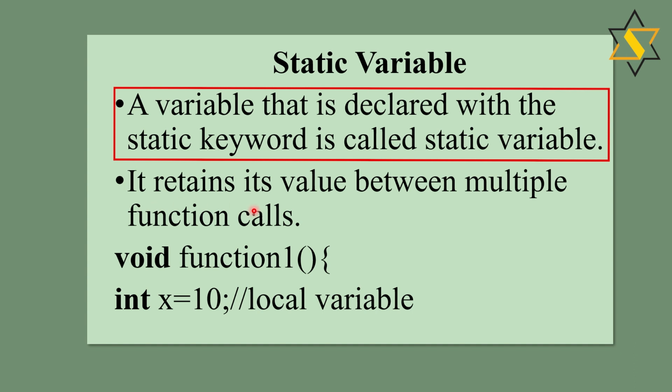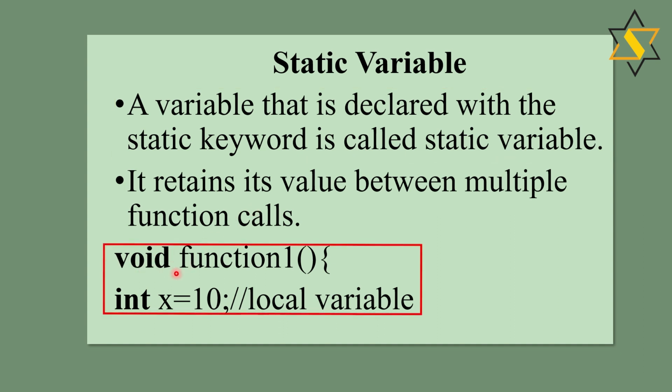we can say it's a constant, meaning the variable value is static for the whole program. We can't change it. So here is a function, for example, void function 1, and inside that I'm using a variable, int x equal to 10.